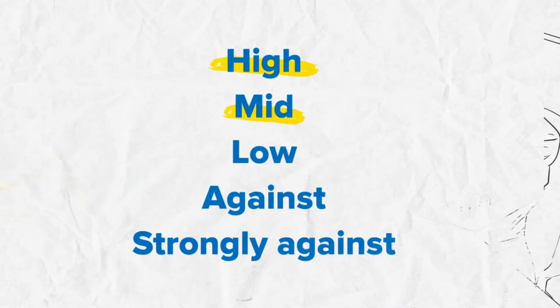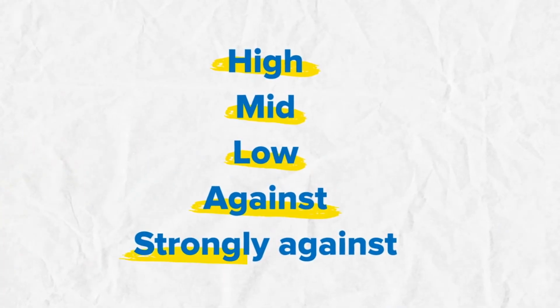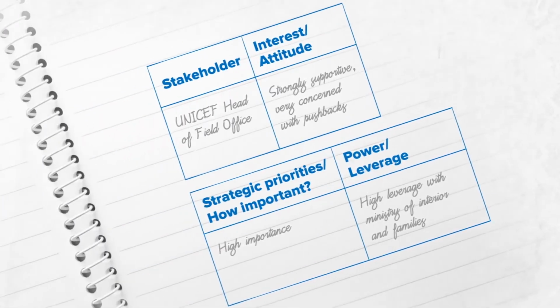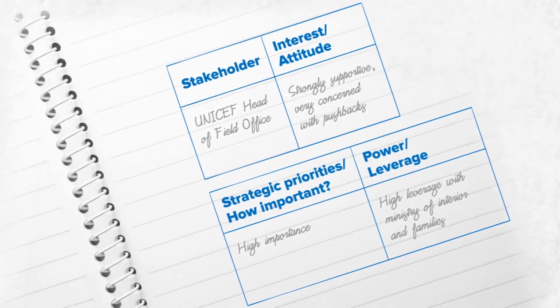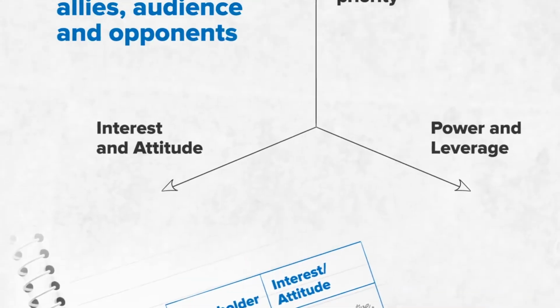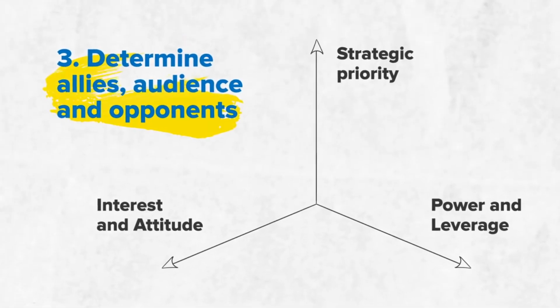After answering these questions, organize the information you've gathered. The advocacy tool has a basic table to make it easier for you. Now, you're ready to determine who are your allies, your audience, and your opponents.